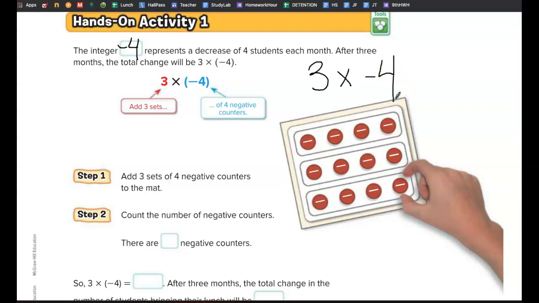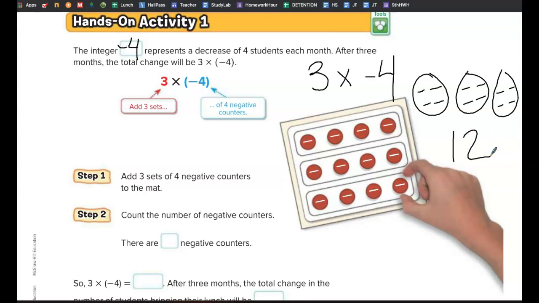Okay, so then I apply what I just reminded you guys of. I have 3 groups, 1, 2, 3, of negative 4. So I have 1, 2, 3, 4, 1, 2, 3, 4, 1, 2, 3, 4. So how many do you have total? 12. And are they positive or negative? So there are 12 negative counters. So 3 times negative 4 is negative 12. So after 3 months, the total change in the number of students bringing their lunch will be negative 12.